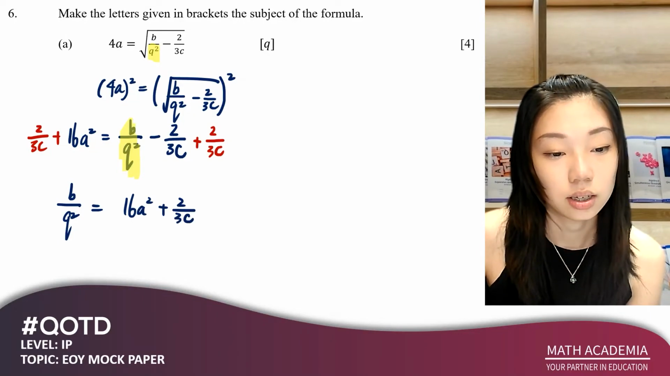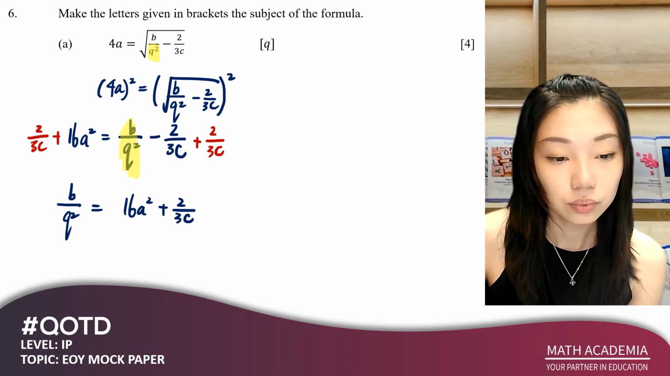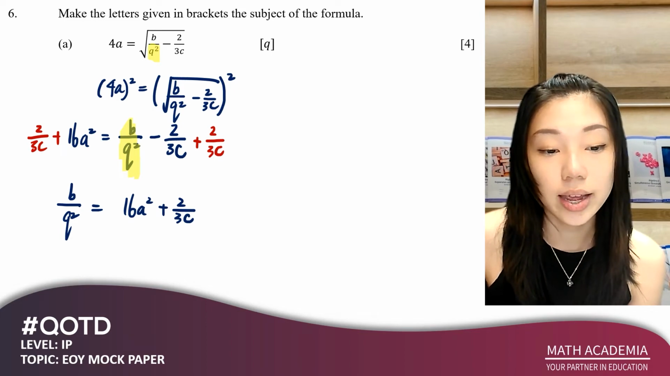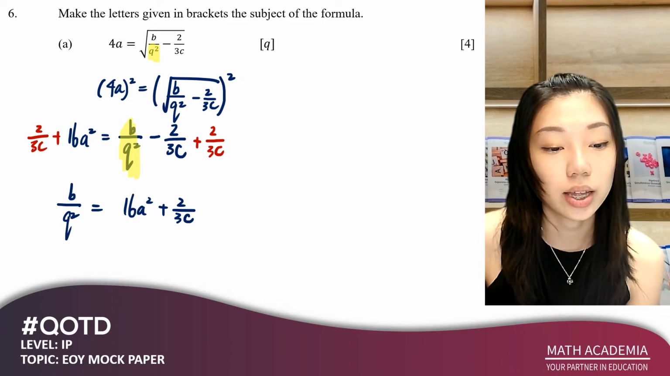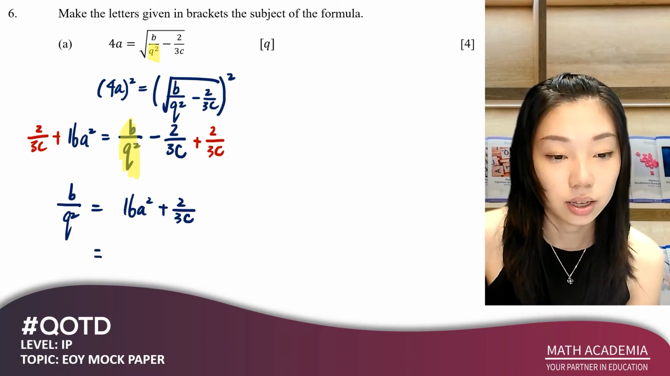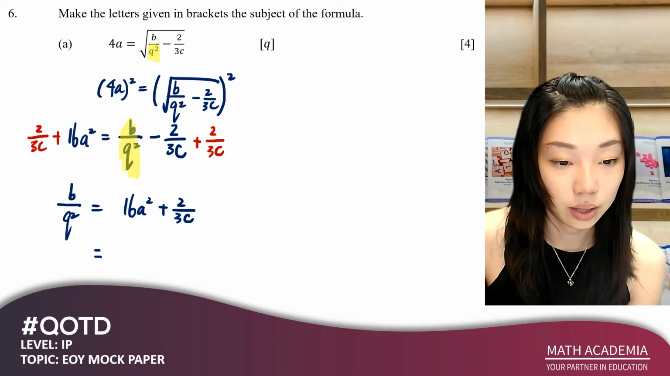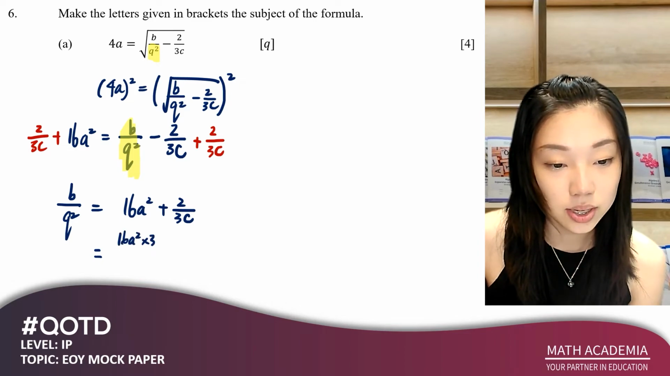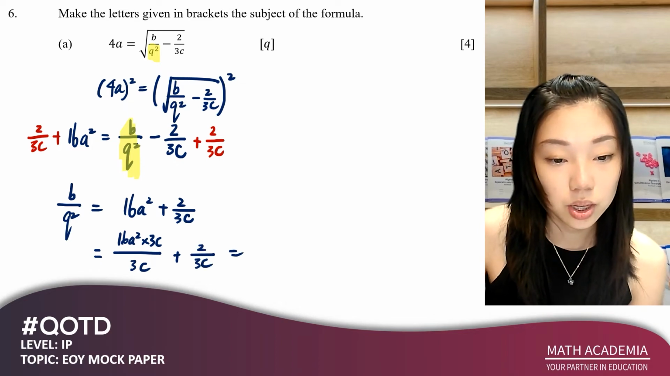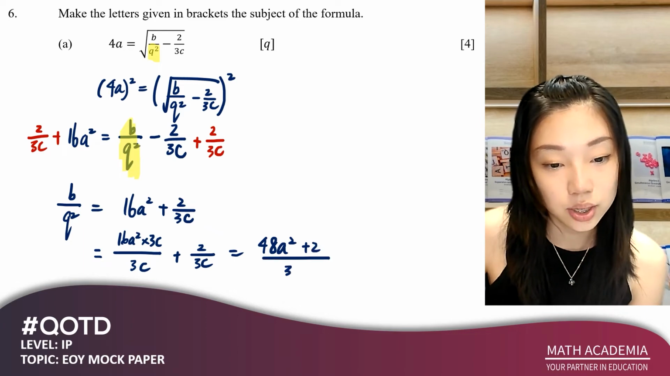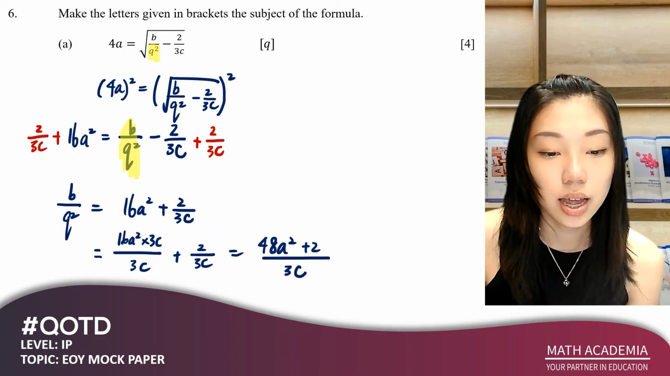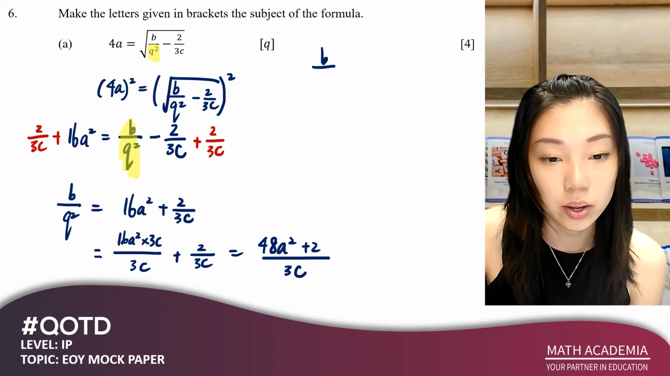That would give me b over q squared equals 16a squared plus 2 over 3c. The next thing I can do is let's try and simplify this expression that I have on my right hand side. Maybe I'll merge the two of them into a single fraction. I would have 16a squared multiplied by 3c over 3c plus 2 over 3c. So this would give me 48a squared plus 2 over 3c.